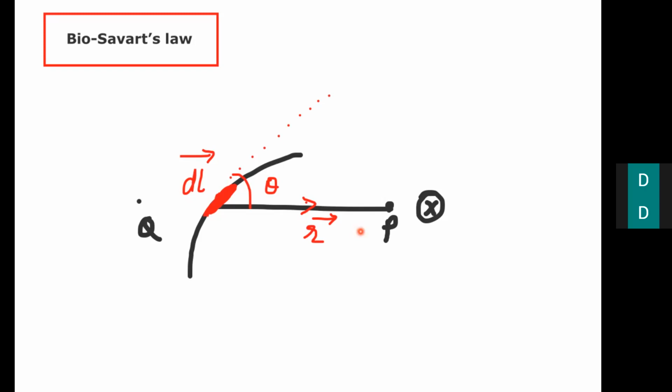Now we are interested to know what is the magnetic field at this point P over here. So that is what we are interested to know, and that is why I will be writing the equation for that. Now, what is the usability of this equation? Why is it necessary to know Biot-Savart's law? Why are we interested to derive this equation?